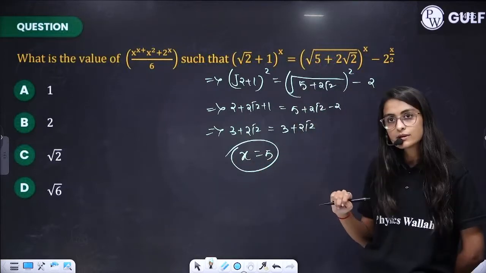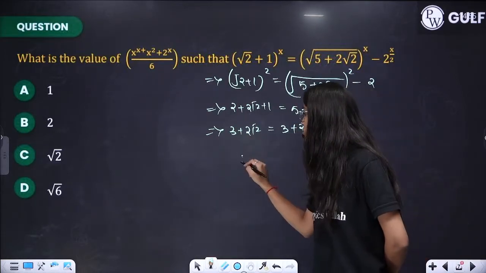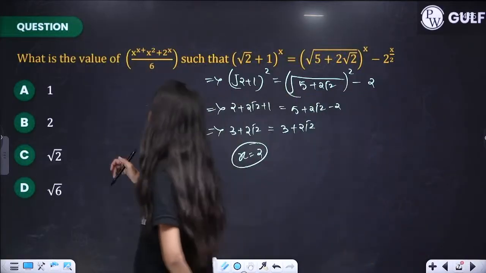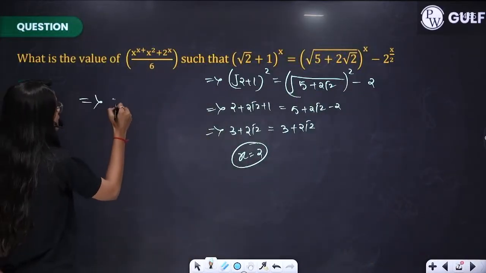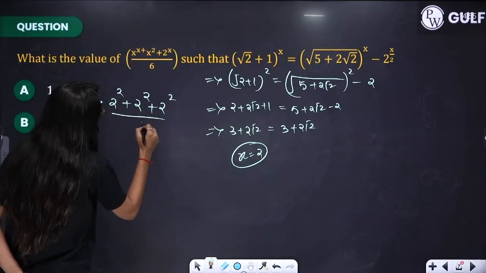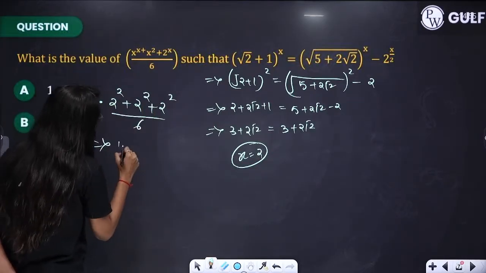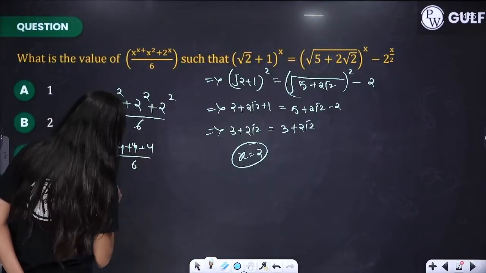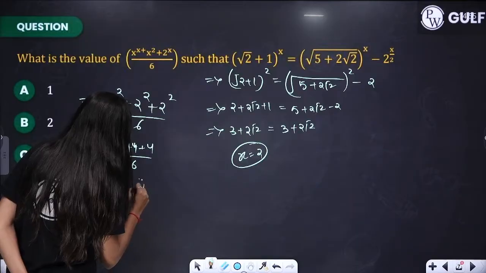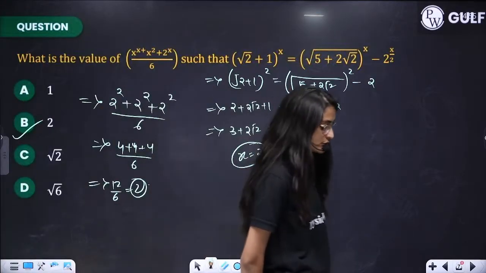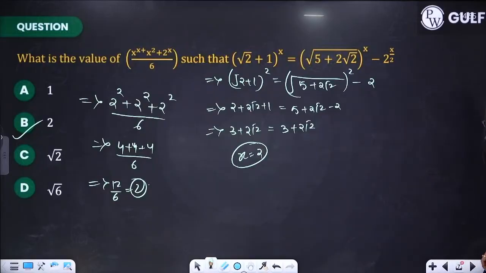That means what we can observe is x is equal to 2. If x is equal to 2, then we'll substitute the value over here: 2 square plus 2 square plus 2 square divided by 6. I'm getting 4 plus 4 plus 4 by 6, that is 12 by 6, equals 2. It says option B. I hope you understood this question very well.